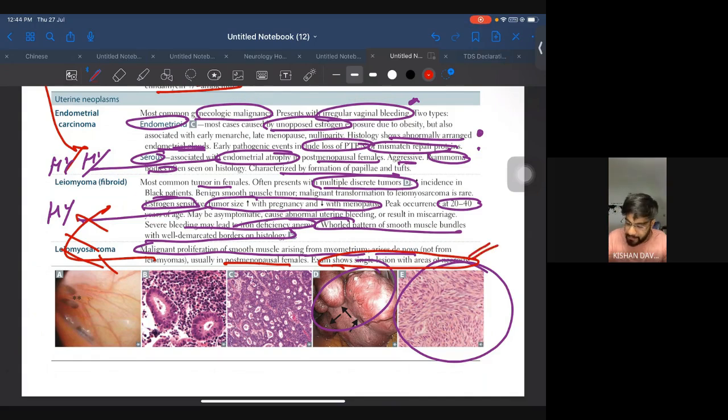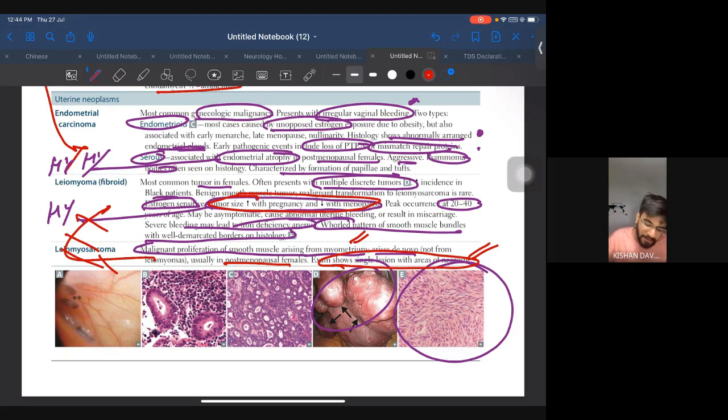Now, this is important. How will you distinguish leiomyosarcoma from leiomyoma? First of all, they are not related. Second, leiomyoma is seen in young patients, leiomyosarcoma in old patients. In leiomyoma there are so many fibroids, but in leiomyosarcoma there will be areas of necrosis. Single lesion will be there. Okay, and the tumor size increases with pregnancy and decreases with menopause, but leiomyosarcoma occurs after menopause.